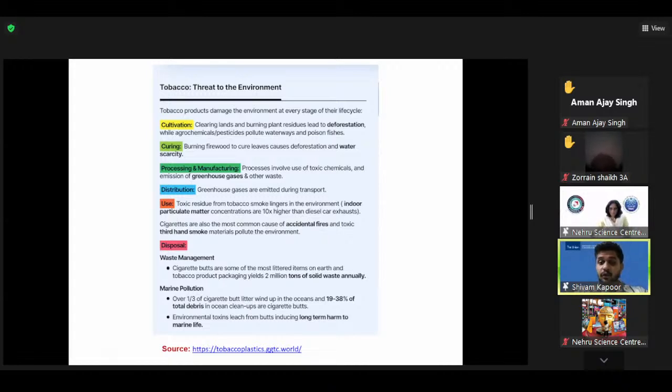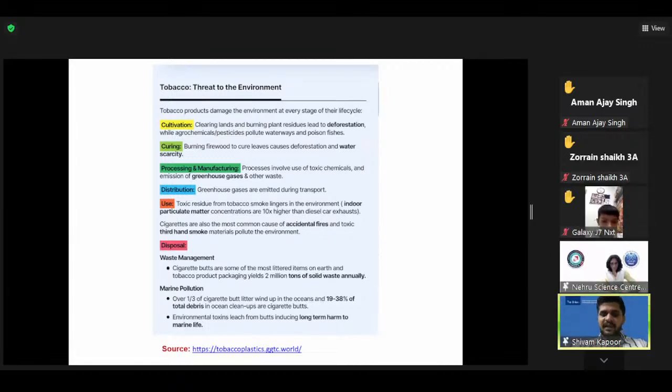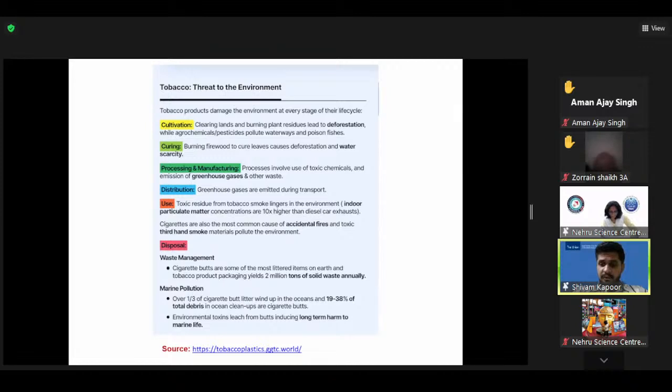Finally, when the tobacco is used, ma'am already spoke about the smoke that is generated, the second-hand smoke, which will inadvertently affect the health of those who are not actually using it. And finally, the disposal of the tobacco product waste that is generated: does it go as litter to the landfills, or does it become part of water resources, contributing to marine pollution?